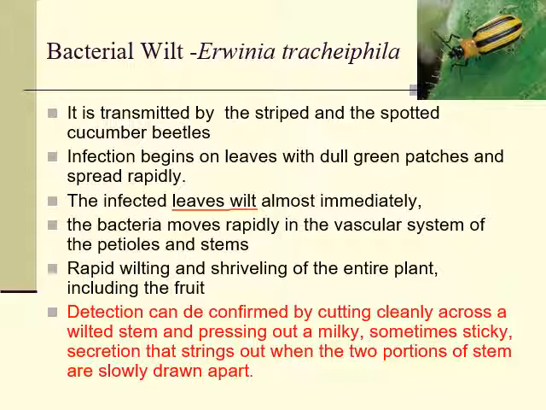It does move very quickly, and the entire plant will wilt very quickly, including fruit, because the entire vasculature is choked up with that gummy sap. Erwinia is a tricky one, but cleanliness and identification.